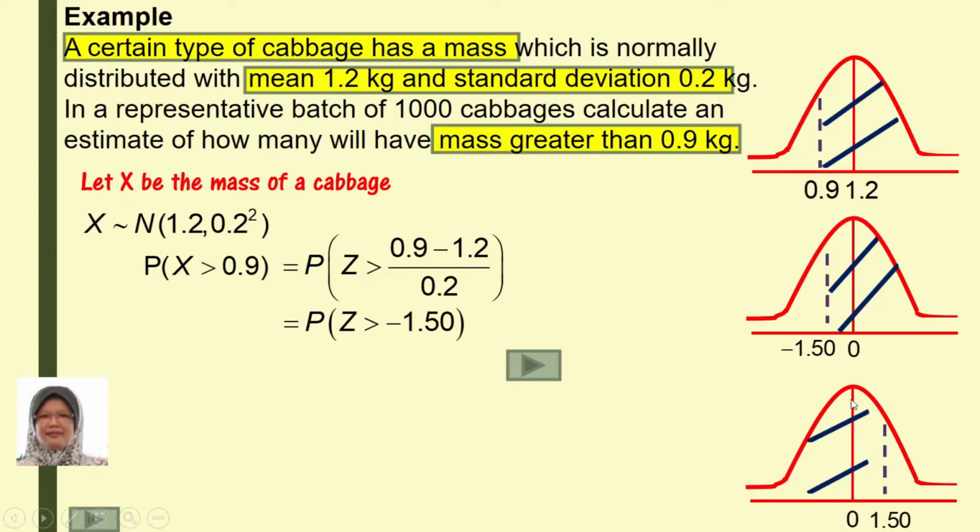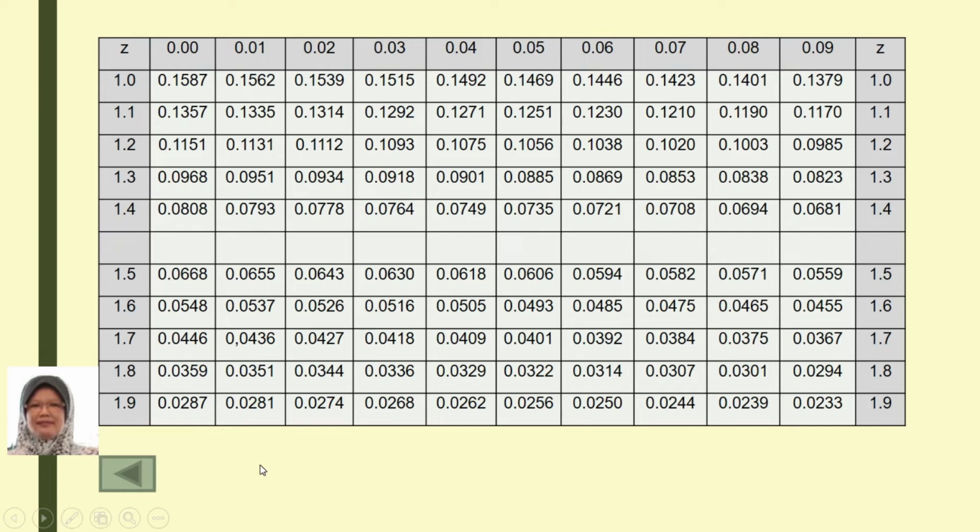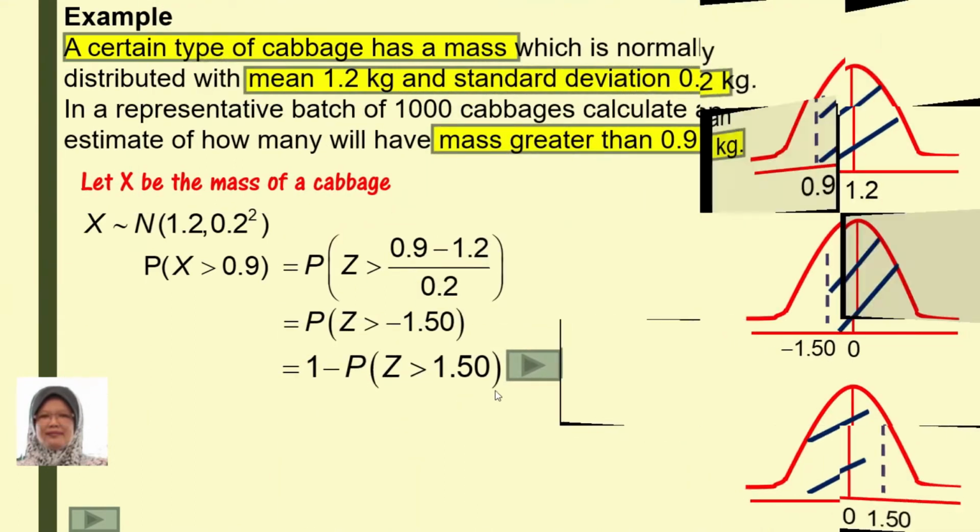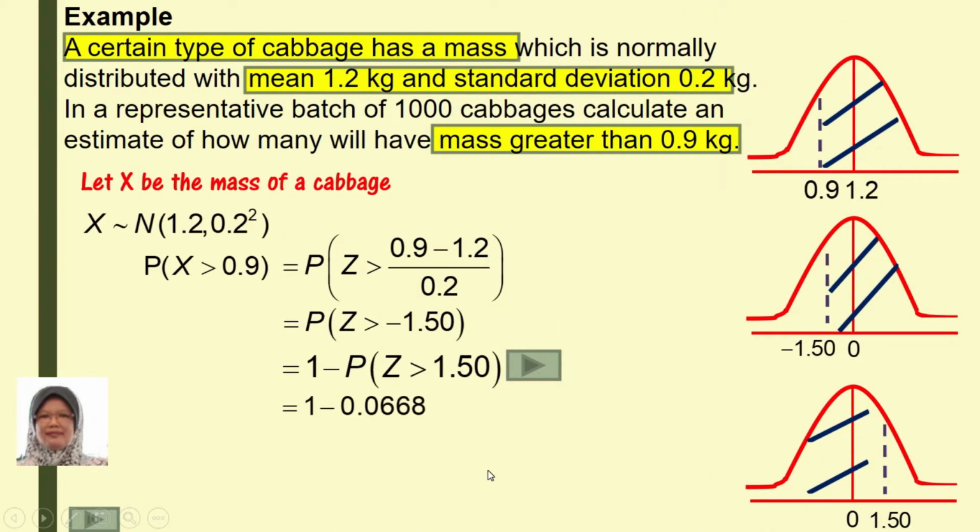From the graph we can see that -1.5 on the left side becomes 1.5 on the right side. So we can write 1 - P(Z > 1.5). We read 1.50 from the table. We look at 1.5 in the first column and 0.00 in the top row. So the corresponding value is 0.0668. So the answer is 1 - 0.0668.